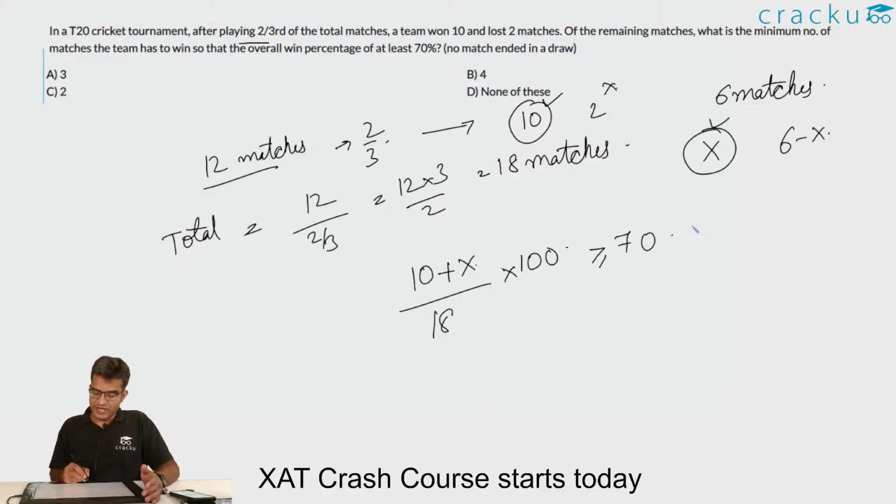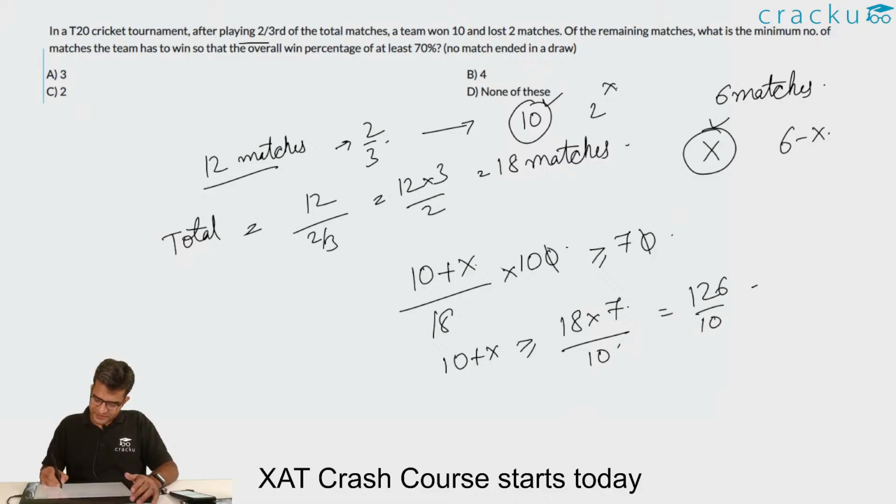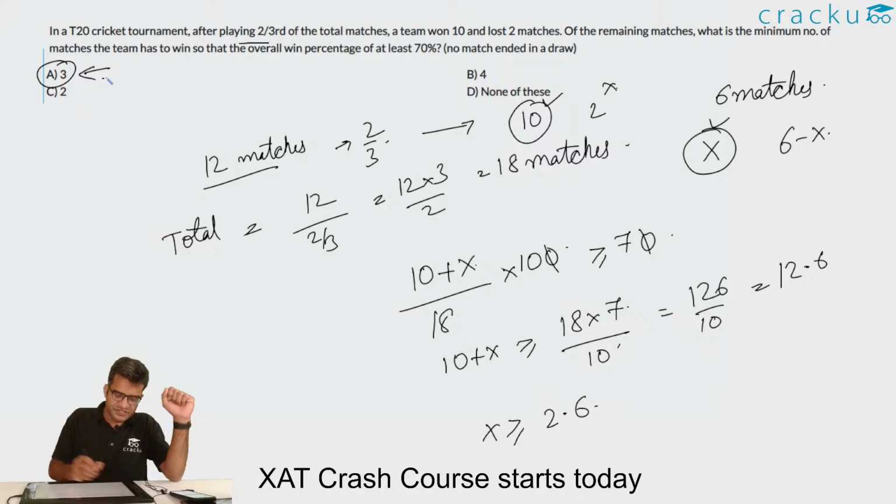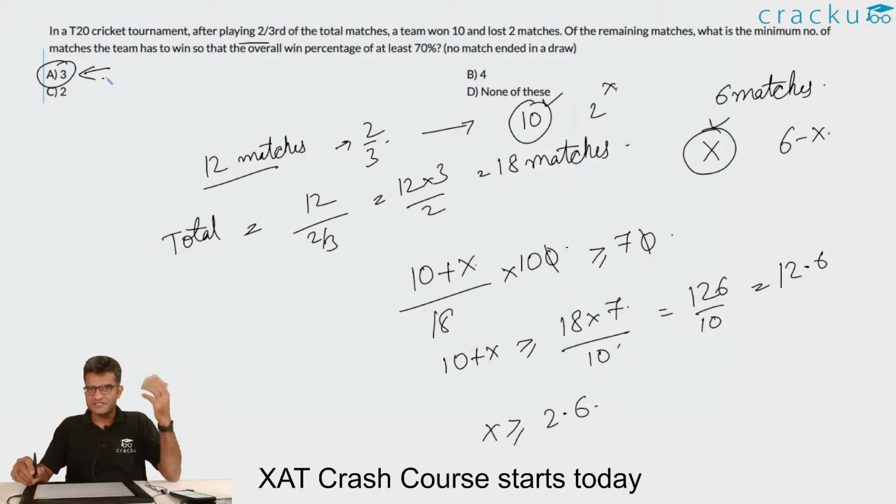So if you are looking to calculate the value of X, 10 plus X should be greater than or equal to 18 into 7 divided by 10. What is 18 into 7? This is 126 divided by 10, which is equal to 12.6. So X has to be greater than or equal to 2.6. So the smallest value that X can take is equal to 3, which is option A. Let us look at the next question.